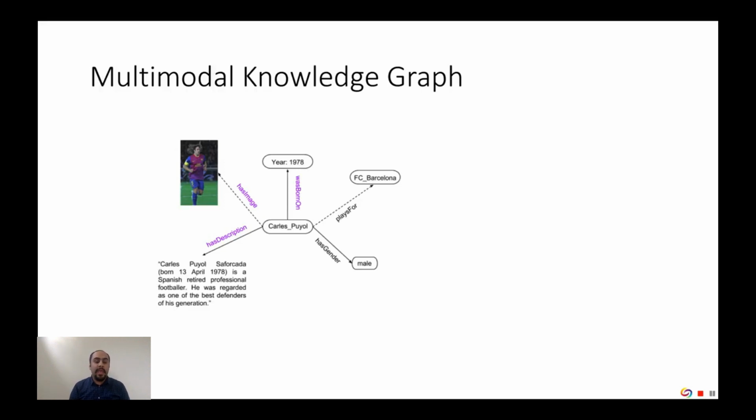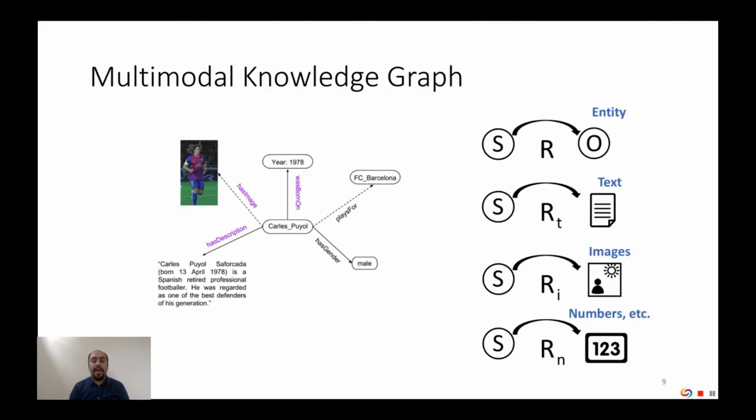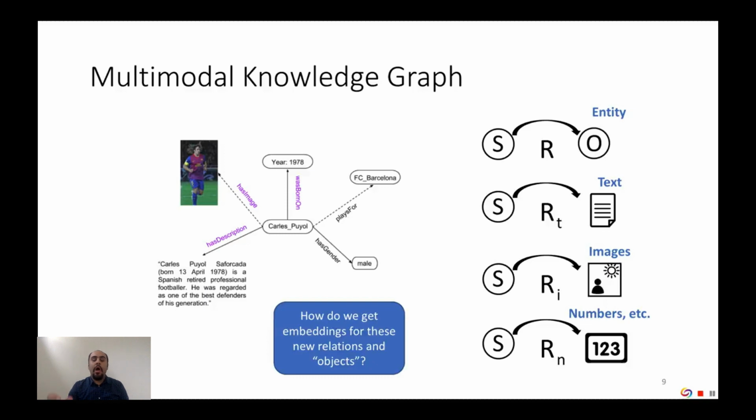For example, here we have the information for Carles Puyol in different types of modalities. We have a textual description, we have images of him, we have a birth date, which is in the form of a number, and we have relational links. To process all of these modalities, we treat each one of them as a first-class citizen of our dataset, and accordingly we treat them as a separate triple. So basically we have a triple with an object type of entity, we have object entities in the form of textual information, we have images, and we have numerical values. So the question at this point is how we can embed all of these different types of entities.